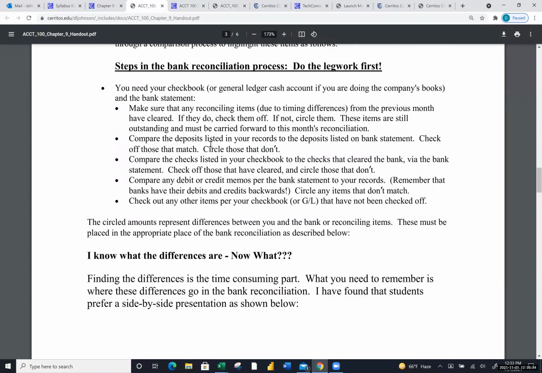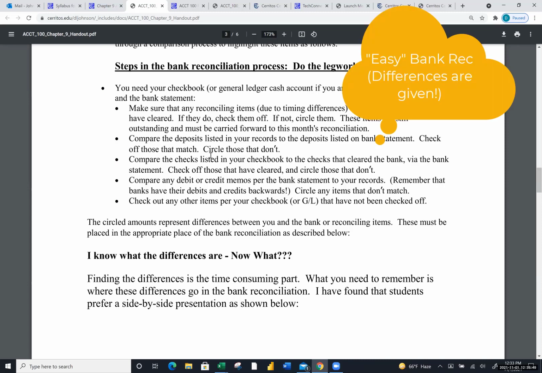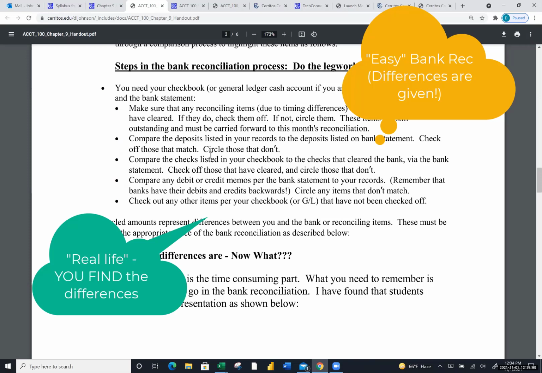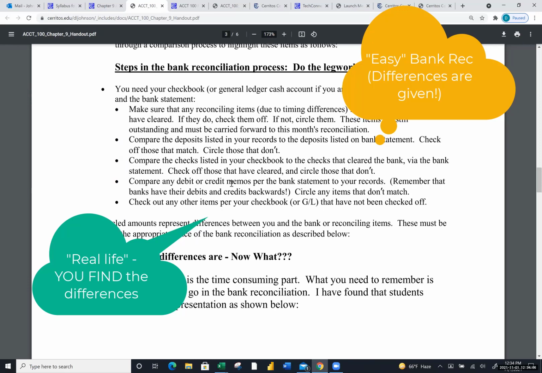Okay, so last time we were here, we talked about the importance of a bank reconciliation. Although in the problems that we did, the author gave us the information that we needed to do the bank rec. Today, we'll do an easy one first, I believe. I'll have to check out the problems. But the most important thing, as far as you personally are concerned, is we're going to do a real life bank reconciliation where we actually have to compare the records and discover what the differences are. So we'll do that.